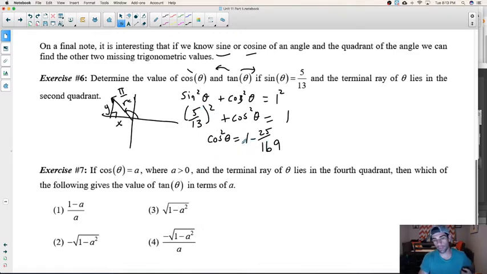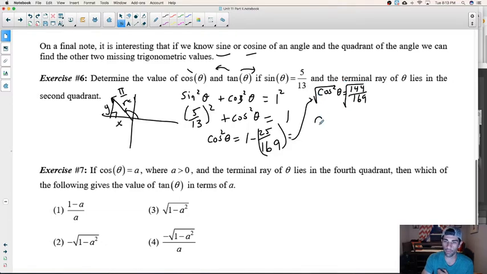Now I could just, again, use your calculator. What's 1 minus 25 over 169? And I'm going to write it up here. So cosine squared theta equals 144 over 169. Now we have to square root this to figure out what cosine theta is. And that's going to be 12 over 13. All right, so there it is. Now I have the cosine by using the Pythagorean Theorem.